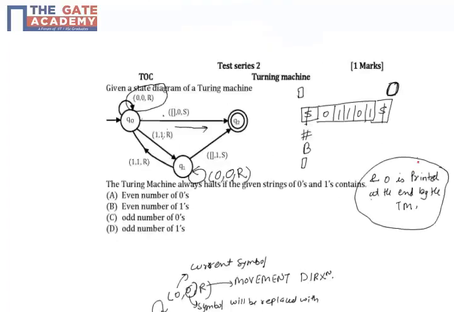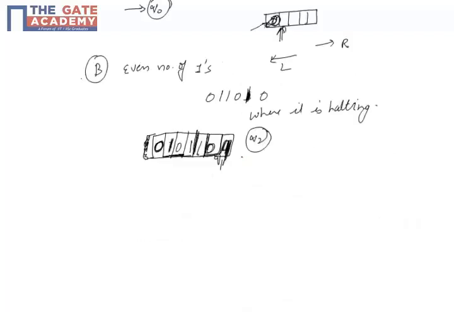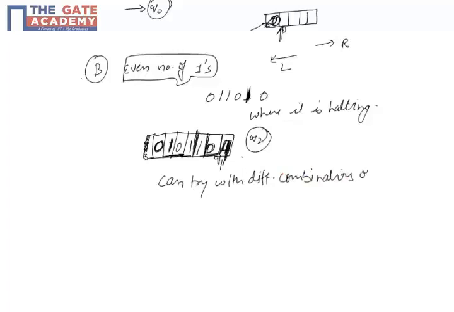But my question says that 0 is printed at the end by the TM. So the answer is even number of 1s. In this question, what you can do is try with different combinations of zeros and ones. Thank you.